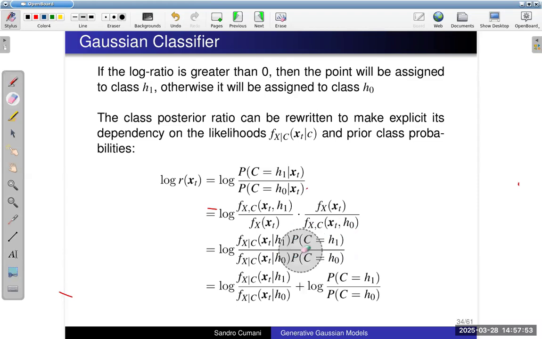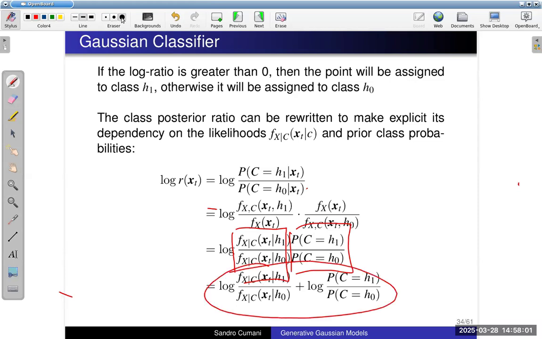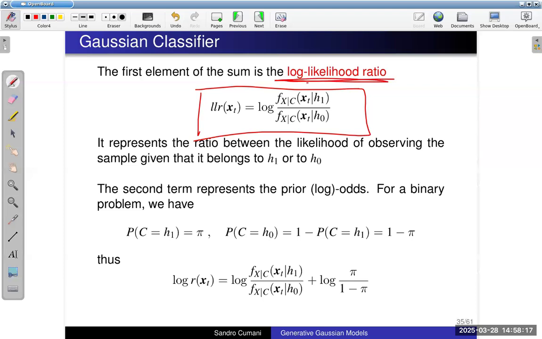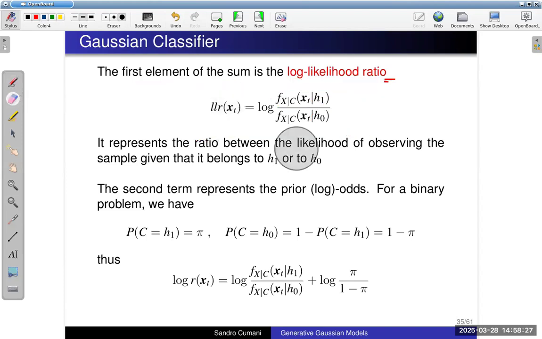Now, this is a logarithm of a product of these two terms. So we can split into a sum of logarithms. The first part contains the ratio between class conditional densities, and the second part, the ratio between the class prior probabilities. The first term is called log likelihood ratio. Why? Because these are the likelihoods for the hypotheses H1 and H0. This is what our classifier will compute.